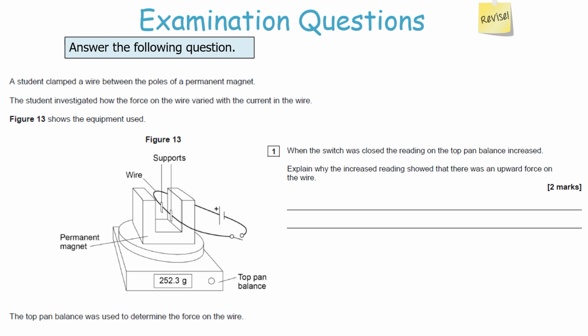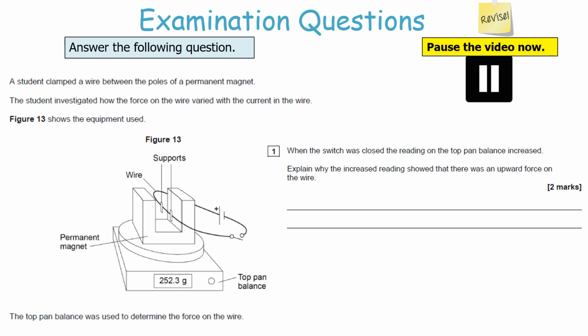The next question says, a student clamped a wire between the poles of a permanent magnet. The student investigated how the force on the wire varied with the current in the wire. So the top pan balance was used to determine the force on the wire. So when the switch was closed, the reading on the top pan balance increased. Explain why the increased reading showed there was an upward force on the wire. So pause the video now, then unpause the video when you want to go through your answer.